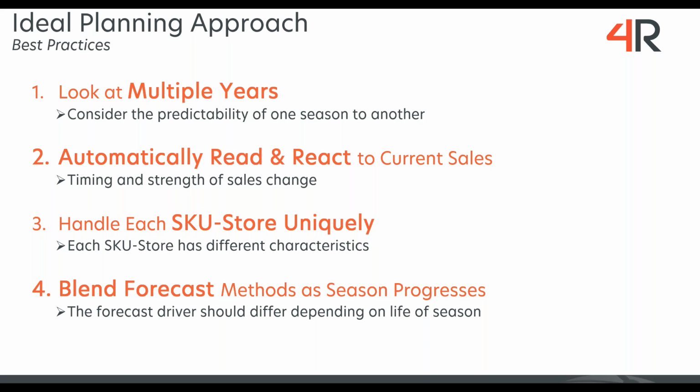Second, that tool should also automatically adjust to the current sales and react to trends happening now. Third, it should also look at each SKU store differently. Every SKU store has different characteristics, and service levels miss the mark. Lastly, consider a forecast blend, meaning we need an initial forecast based on more history, but as sales accumulate, shifting that dependence onto actual sales for the current season is key. I'm going to break down the importance of each of these in a little more detail in the next few slides.